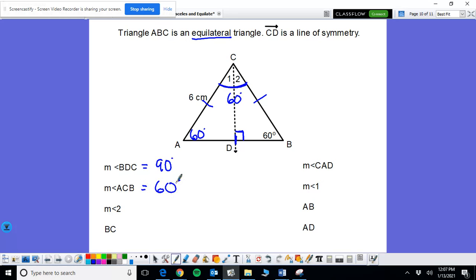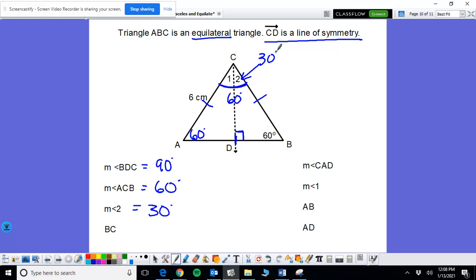Now they want the measure of angle 2. So you got to think about this. Well, isn't this cutting it right in half? Sure is. How do I know that? Because it tells me right here that this is a line of symmetry. So if that's 60, we cut that in half to get 30 degrees. So I'll put it in the figure and in my answer space.